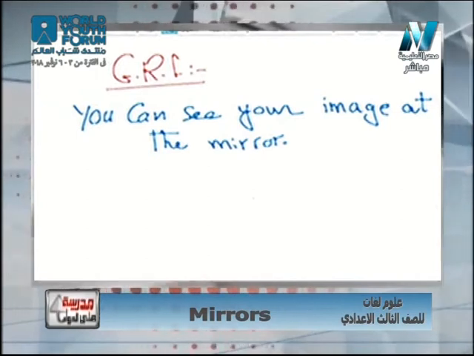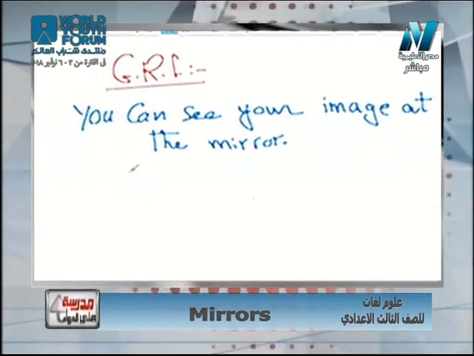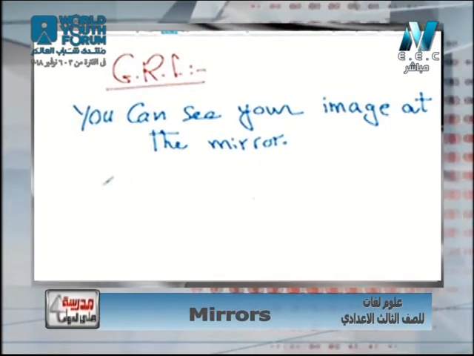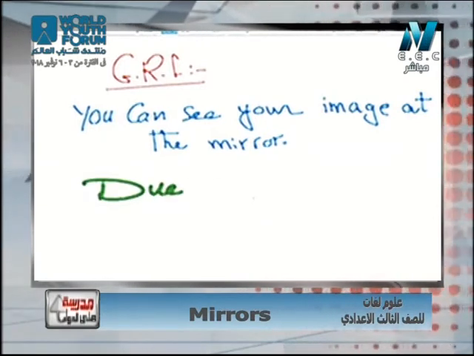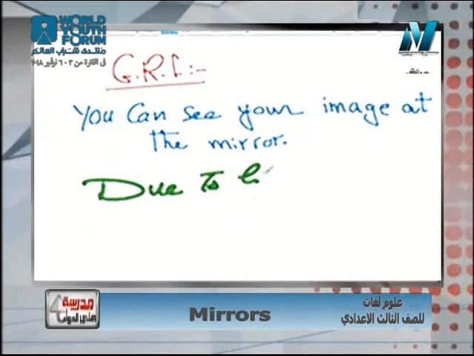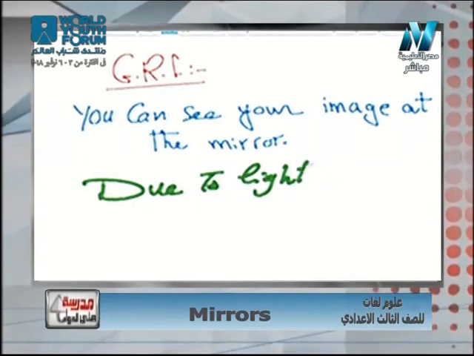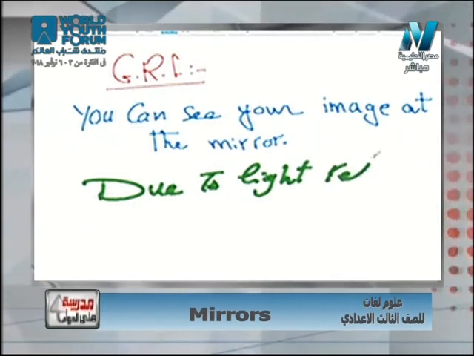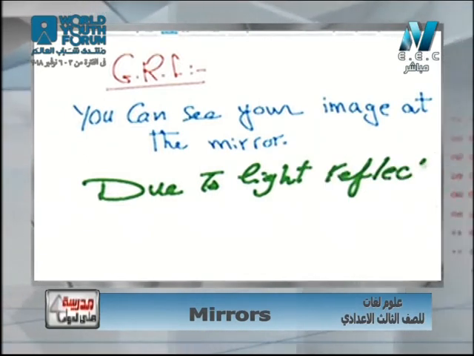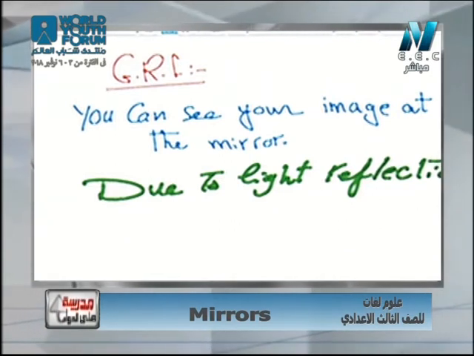So we have the simplest form of our answer: due to light reflection. We can see anything due to light reflection. Okay.